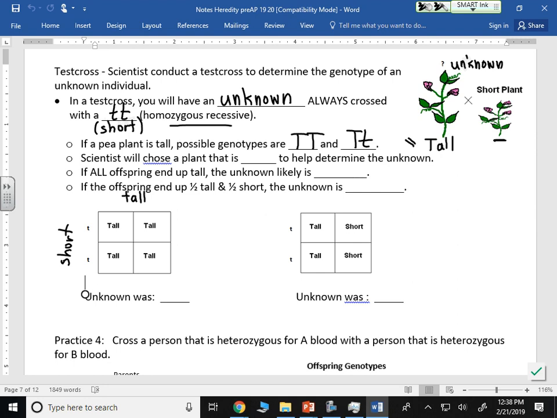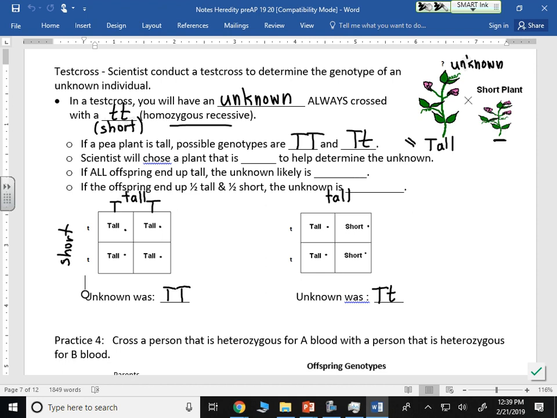If you end up looking at the offspring, and all the offspring, 100% of them come out tall, then that means that this tall one was homozygous. They were big T, big T. Because if they're big T, little t, and they had several offspring, they would probably then end up with a short one, but they never did. If, again, we have taken that tall plant and we've crossed it, and we end up with about half the offspring are tall and about half the offspring are short, then that tells you that the tall plant had to be heterozygous.